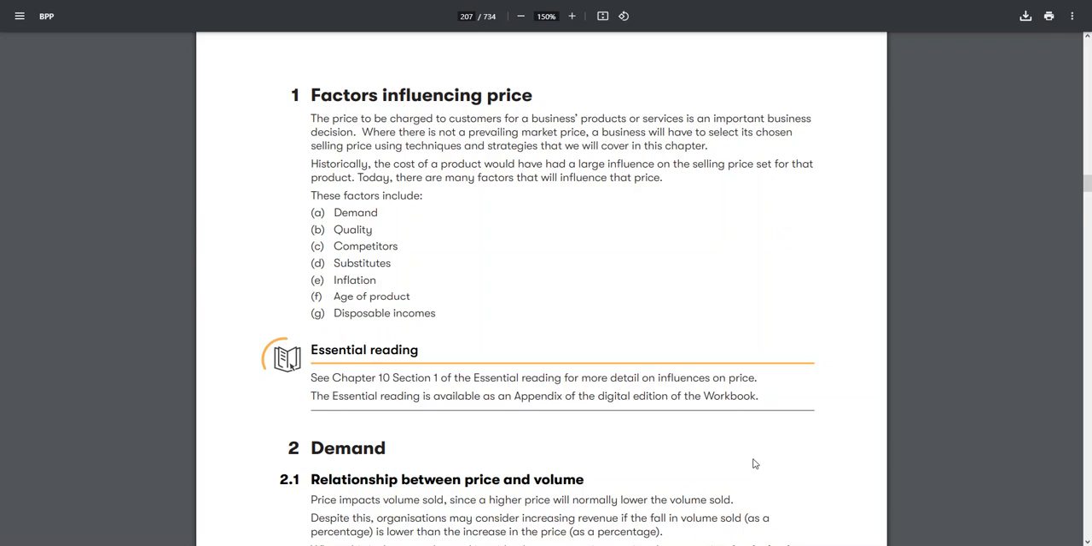Age of product. For some specific products, the older they are, the more expensive they can be sold. For example, cheese or wine. And disposable income depends on the income of the society. So people with higher income would usually be able to pay more for a product, and people with lower income would be able to pay less for the product.